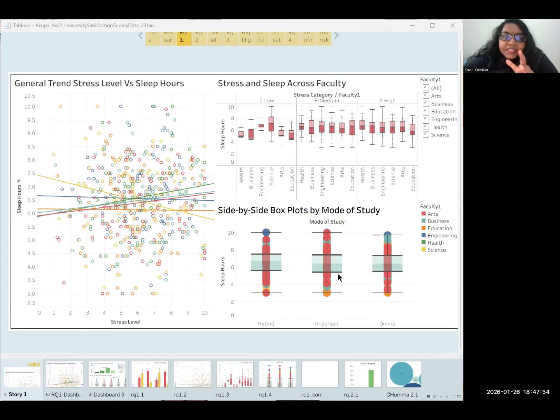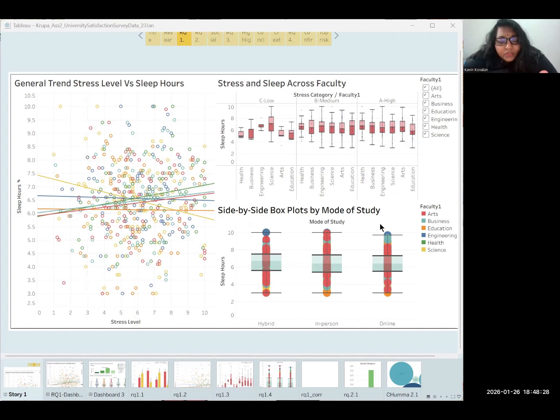Let's start with stress and sleep, probably the most intuitive pairing in student well-being. What we see is that students reporting high stress levels are spread out across almost the entire range of sleep hours, including 5, 6, and even 7 hours of sleep. But look at the distributions. What stands out immediately is how much these boxes overlap. Even when the medians are slightly different, you see that the ranges themselves are very similar.